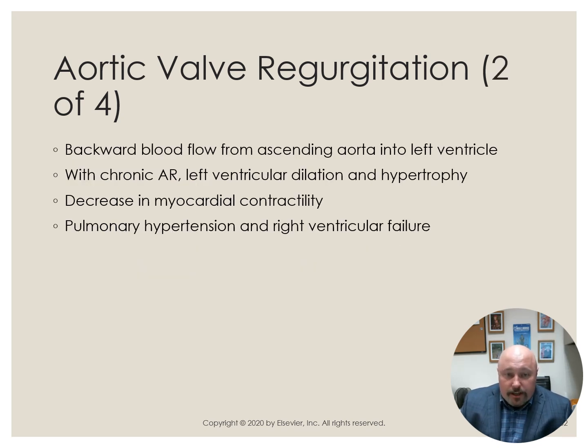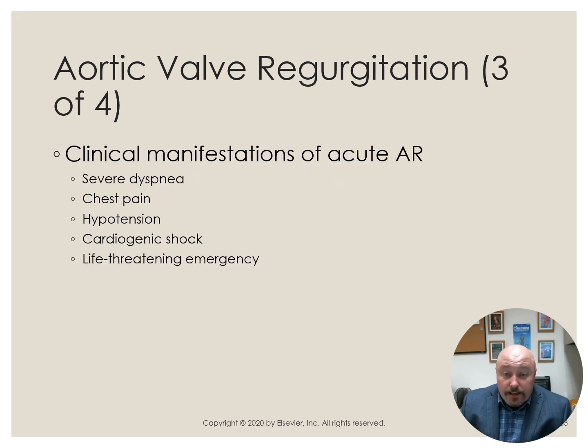Aortic valve regurgitation is the backward blood flow from the ascending aorta into the left ventricle. With chronic aortic regurgitation, left ventricular dilation and hypertrophy result. This leads to a decrease in myocardial contractility, pulmonary hypertension, and right ventricular failure. Clinical manifestations of acute aortic regurgitation include severe dyspnea, chest pain, hypotension, cardiogenic shock, and again, this is a life-threatening emergency.